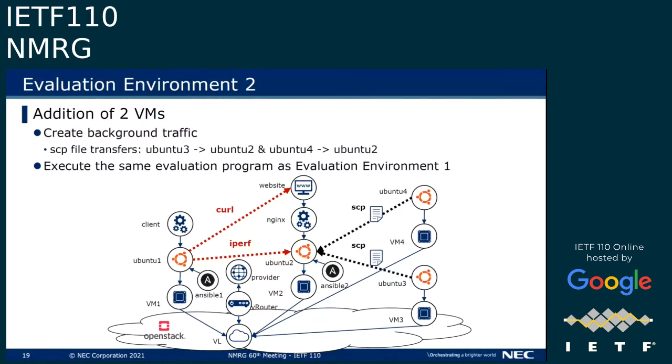Second, we added two VMs to the evaluation environment 1 and created some background traffic by SCP file transfers from these new VMs to the Ubuntu 2 node. We executed the same evaluation program in this environment. Next, please.